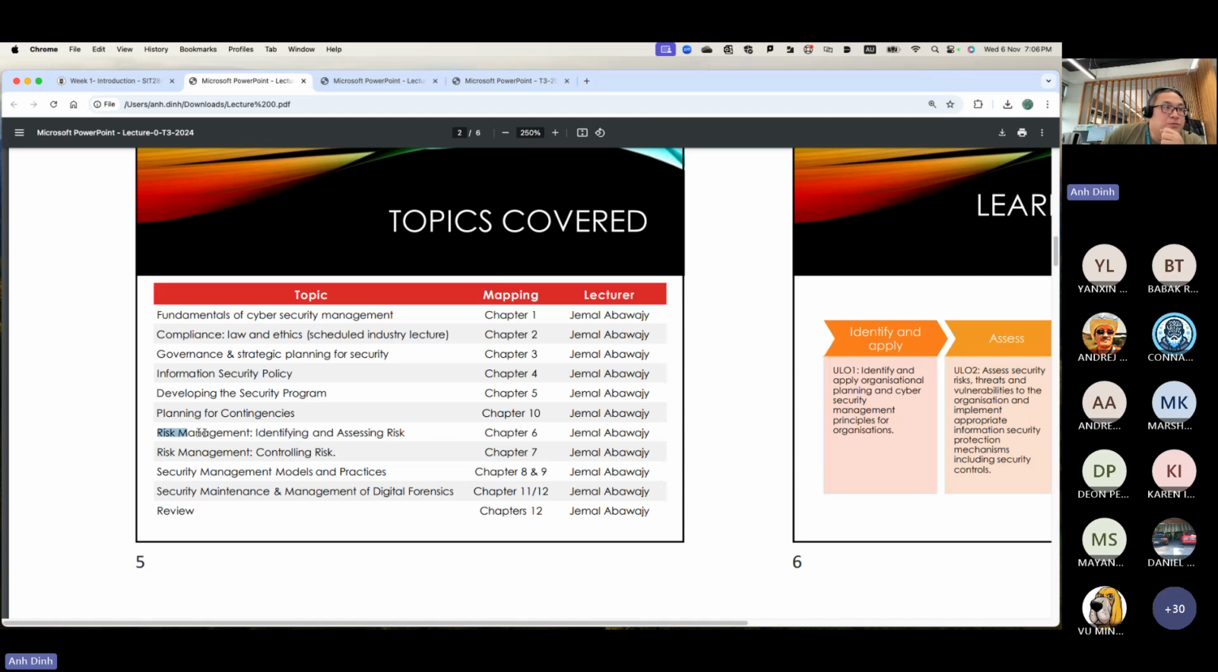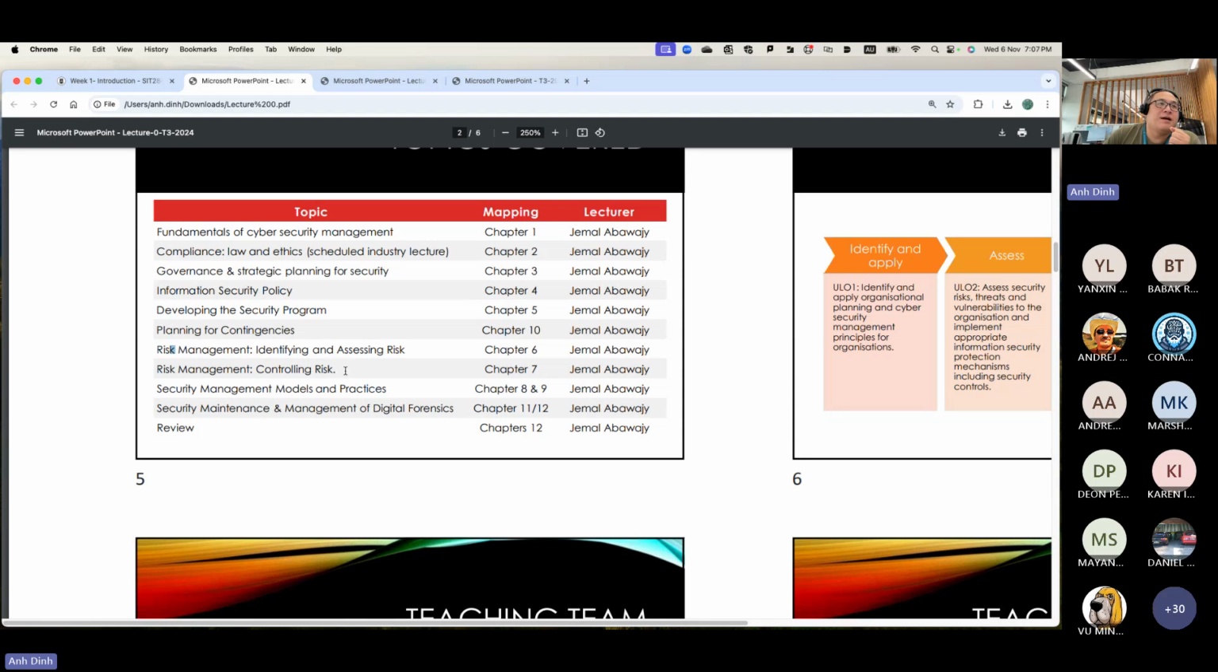So there are two weeks on risk management, which tells you how important risk management is in the context of cybersecurity. And as I said, cybersecurity management is about managing risk. It's not about hiring the most expensive blue team to defend you against attack. It's about weighing the benefit and the cost of different solutions.